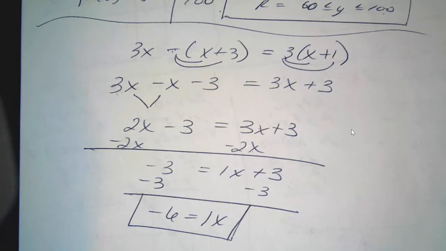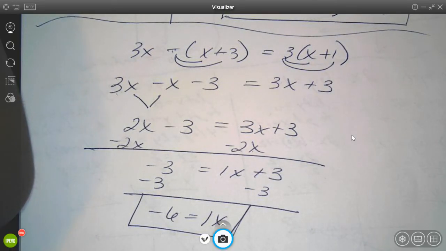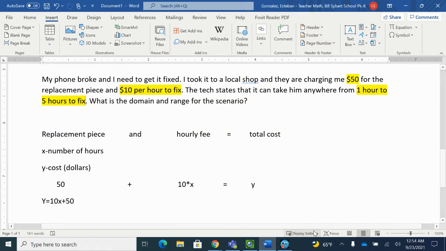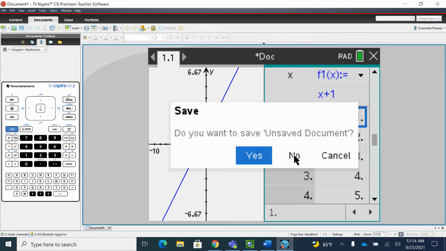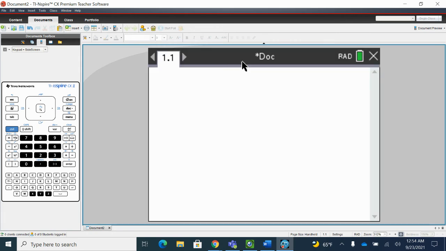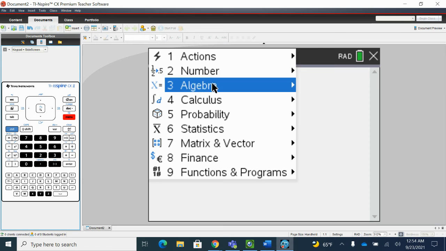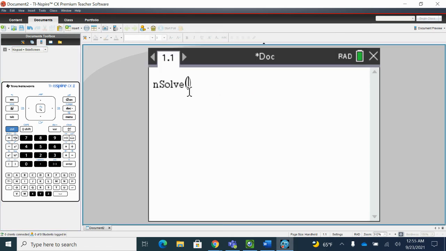Now, I did show you how to do this with a calculator. If you guys remember, we talked about this. We did NSolve. NSolve is a nice feature in a calculator that can show us how to solve an equation without actually doing it. Again, we go to calculator, we go to menu, algebra, and solve. So you guys remember, we type in the equation exactly as we see it. 3x minus (x plus 3) equals 3(x plus 1).